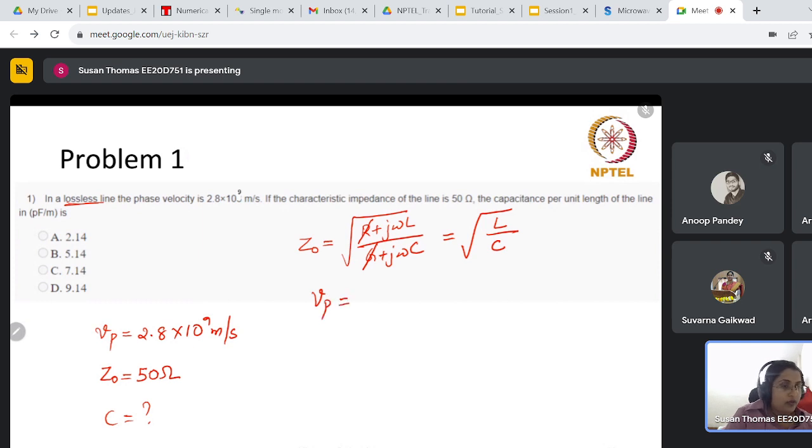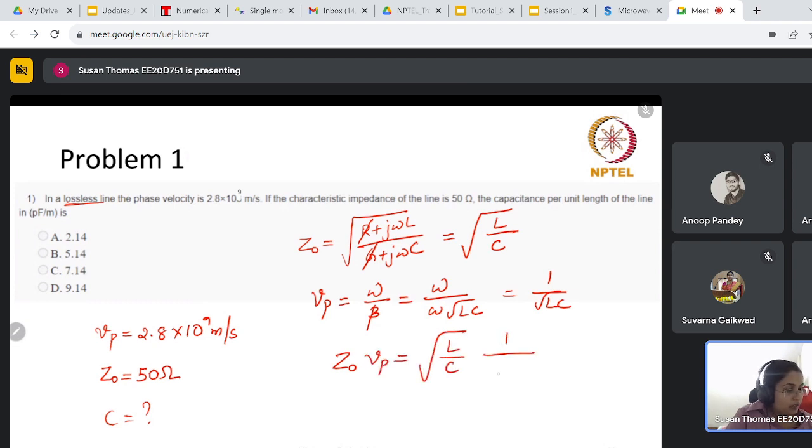Now, for the phase velocity, phase velocity is omega by beta. Beta can be written as omega root LC, so this will be 1 by root LC. If you multiply Z naught into Vp, root of L by C into 1 by root LC, root L and root L get cancelled and you get 1 by C. So can you evaluate C from here? Yes, you can: 1 by Z naught into Vp. Can you please quickly calculate and tell me the answer?